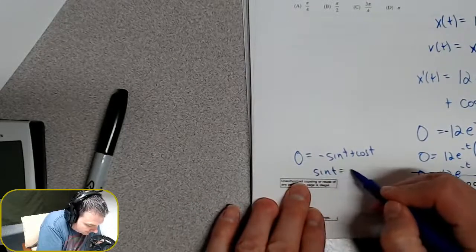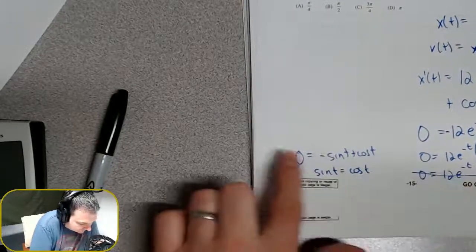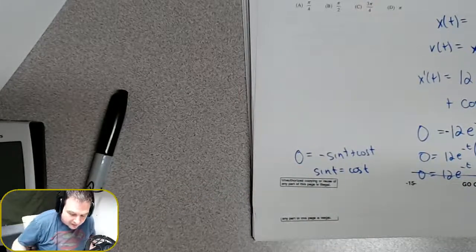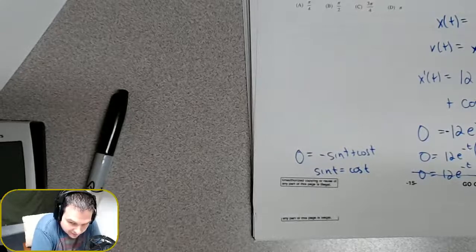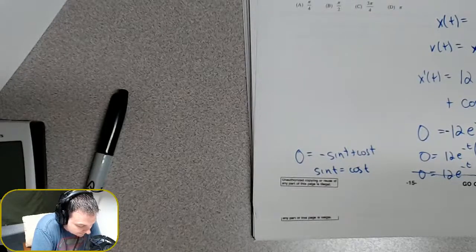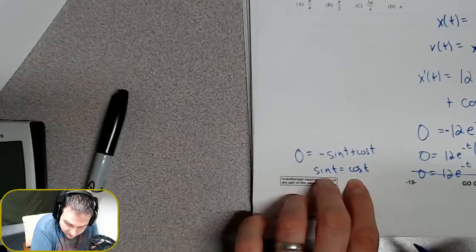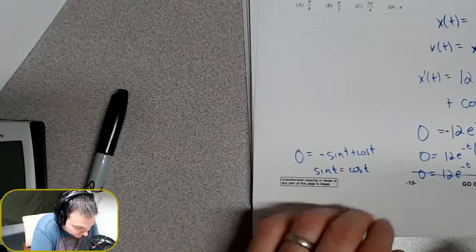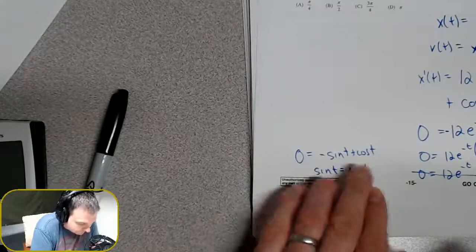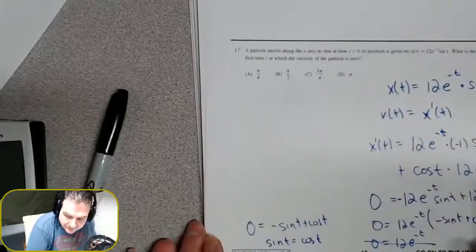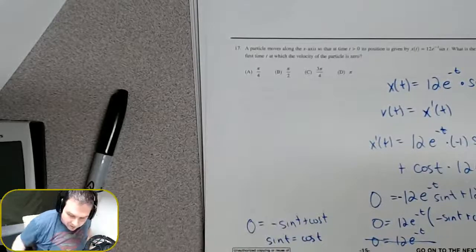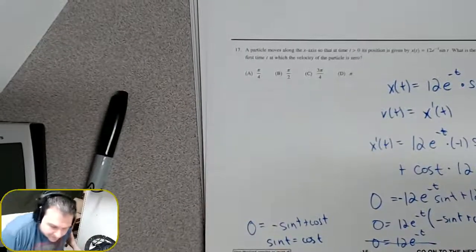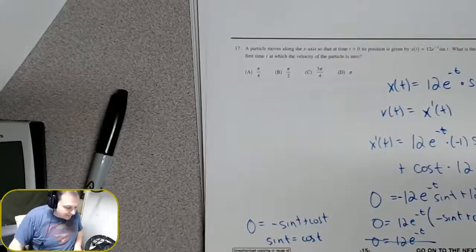Where is sine equal to cosine? If I add sine to that side, where is sine equal to cosine? It's no calculator, so you should be thinking to yourself, it's got to be 45, 45, 90, or 30, 60, 90. And which one is sine and cosine the same? 45, 45, 90. So the first time they're the same, that's why it's A. So notice it's got to be an over 4 one. 45, 45, 90. How's that?